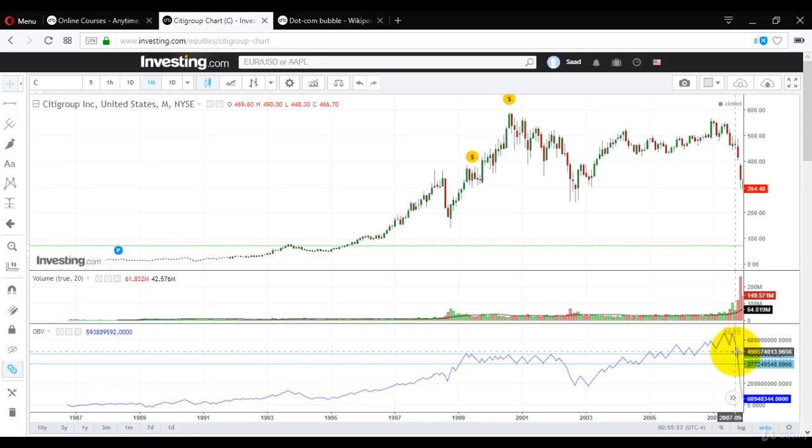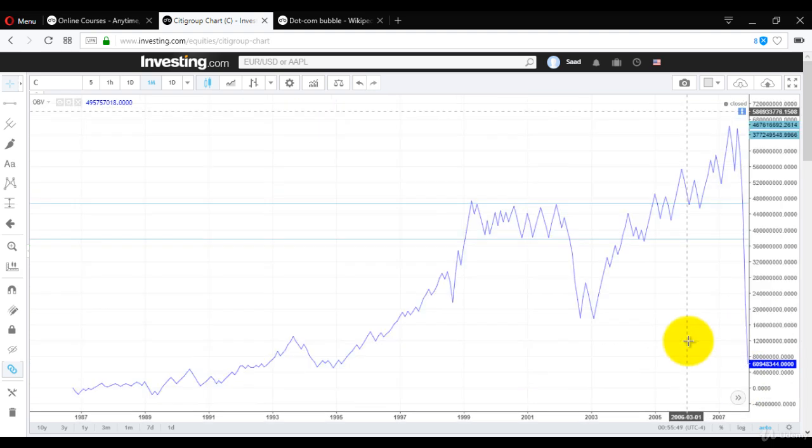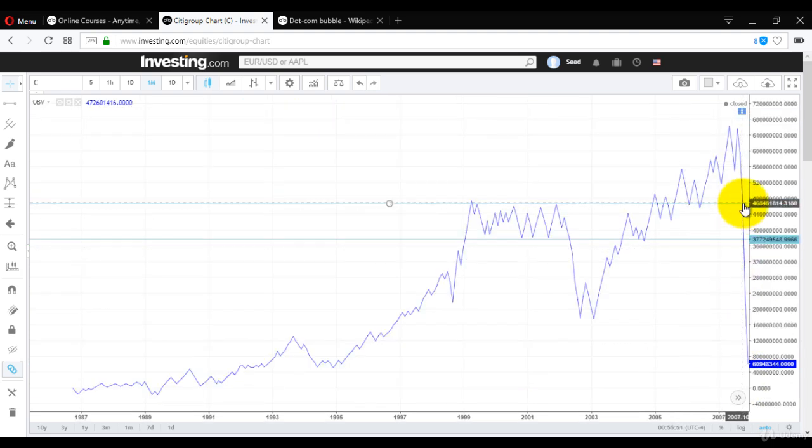This is 2007 September. This is September. And this is October, right here. If I make it big and go for October, it says that the OBV is right here at 472.60.14. Now this is a major low. It should not have broken it. And it did break in October.